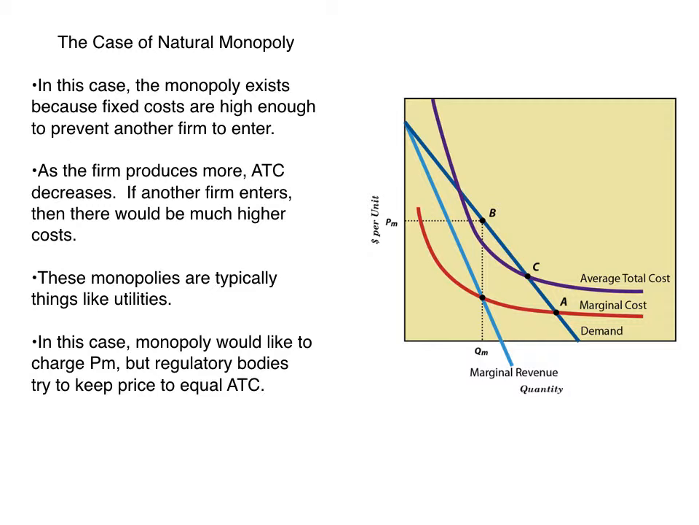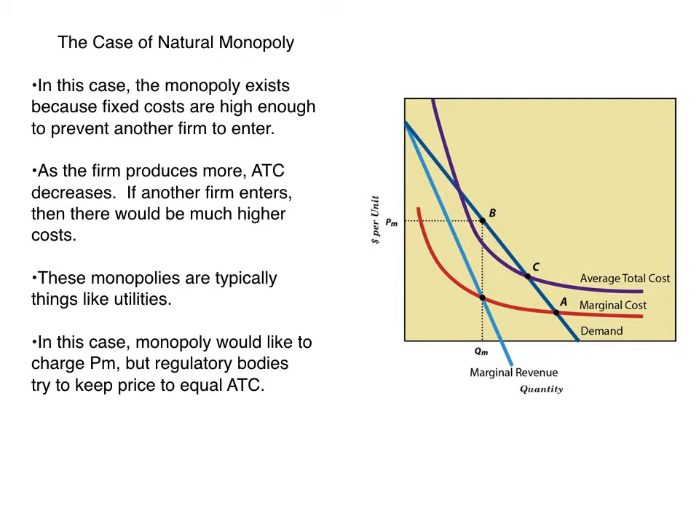So in this case, the monopoly would like to charge the price PM, but regulatory bodies are going to try to keep the price equal to ATC. So in the case of utilities, the Public Utilities Commission, government, comes in as a rate approving body, so that the monopoly cannot charge any price they want to charge to maximize their own profit.